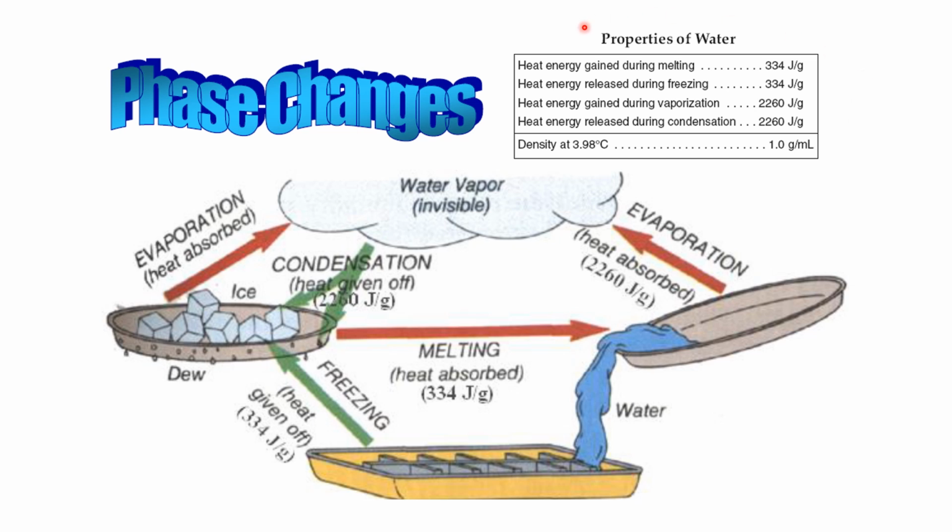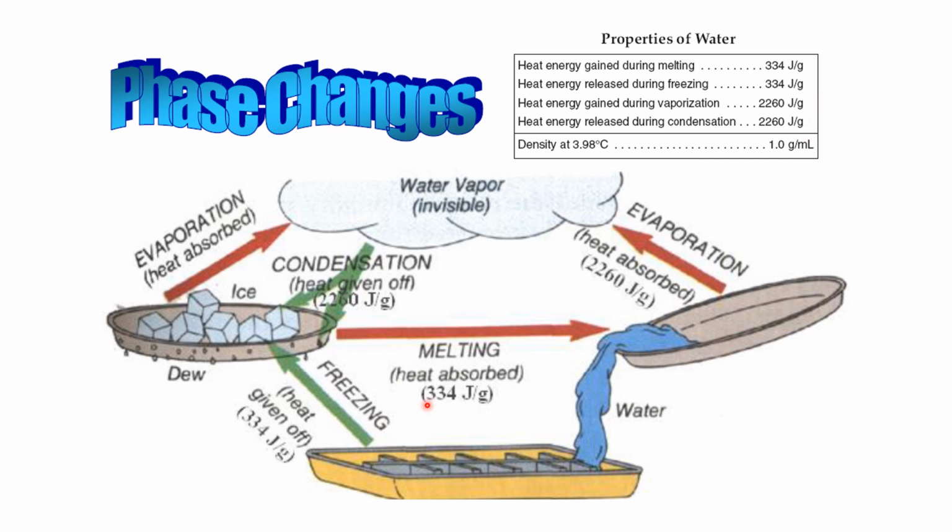And we have a diagram in the reference tables. I'm highlighting it up here at the top, where it says properties of water. It's right on the front page of your reference tables, and it gives you the amount of energy that is involved in each of these phase changes. So what we want to do is run through the phase changes quickly together.